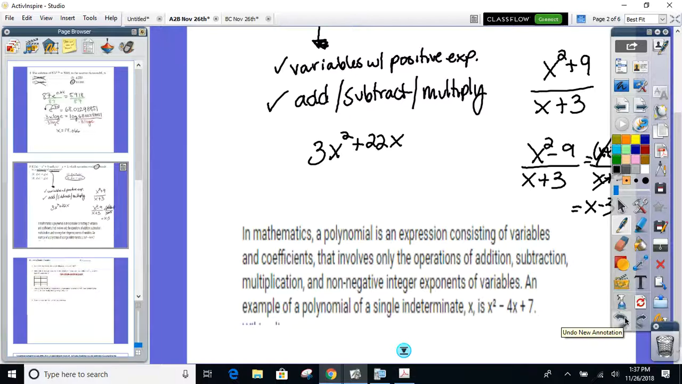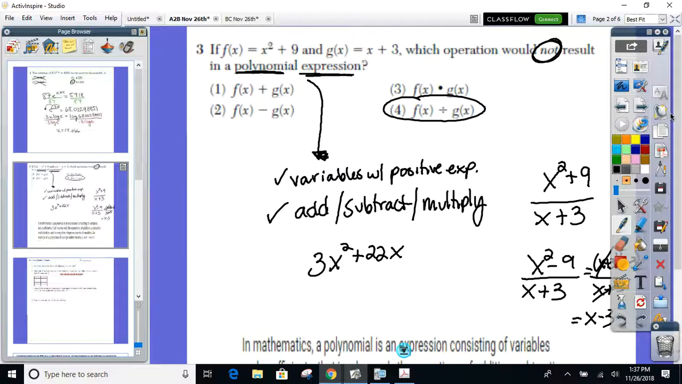Okay, there's your Algebra 2 regents review for the day. Do not lose these. Yeah, choice 4. Yeah, the answer is 4. Yeah, it would not work. One job. That's why I circled not at the beginning.